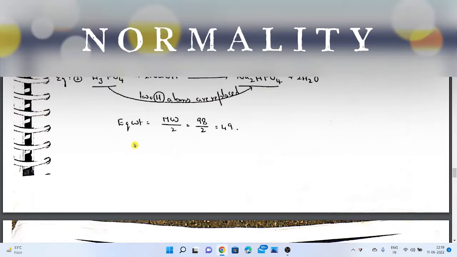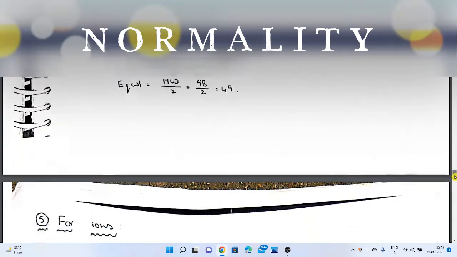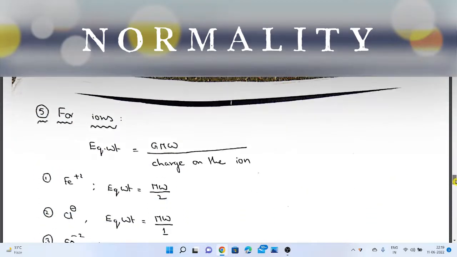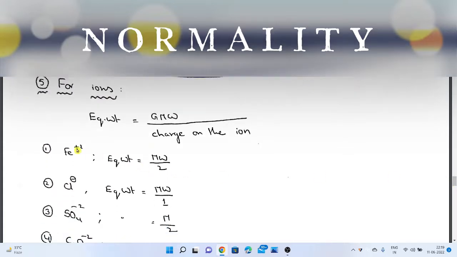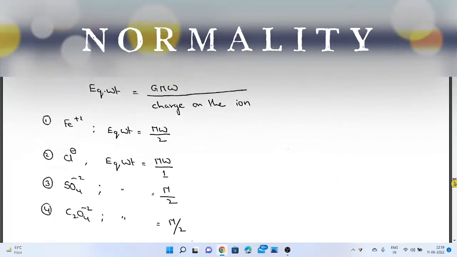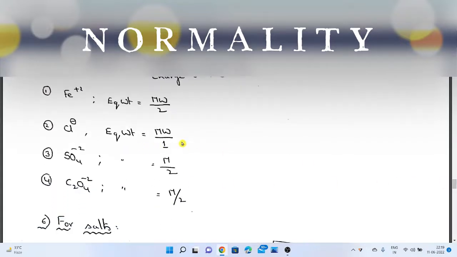And in the second example, two hydrogens are replaceable. A very important reaction is H3PO4 plus 2 NaOH giving Na2HPO4. Here only two hydrogens are replaced, and one hydrogen remains in its place as it is, so the replaceable hydrogens are only 2. That's why equivalent weight is equal to molecular weight divided by 2. So those are the particular cases we are discussing.